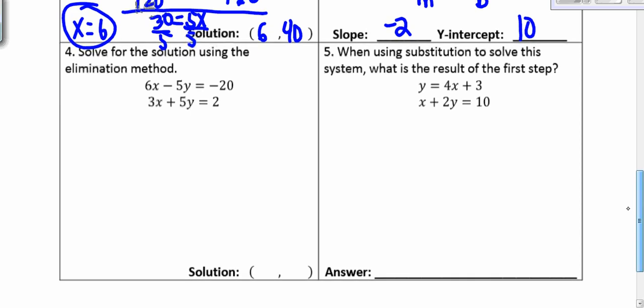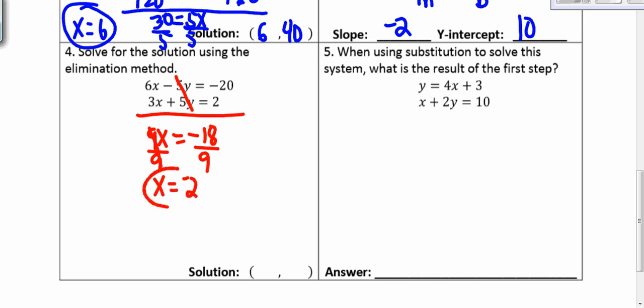Number 4 says solve the solution using the elimination method. This is already set up for elimination because, again, you have the negative 5y and the positive 5y canceling out, equaling 0. 6x plus 3x is 9x, and then negative 20 plus 2 is negative 18. Then you basically just solve for x. This is a one-step equation, and x equals negative 2.